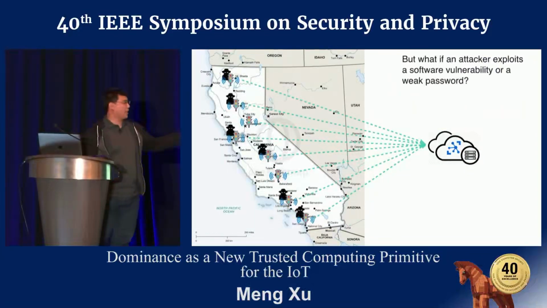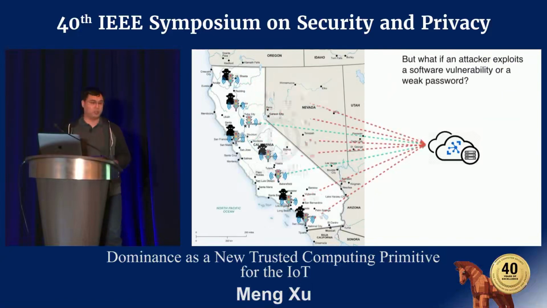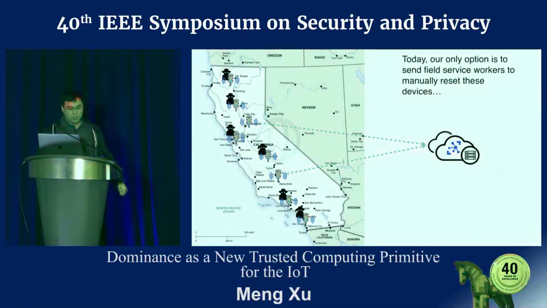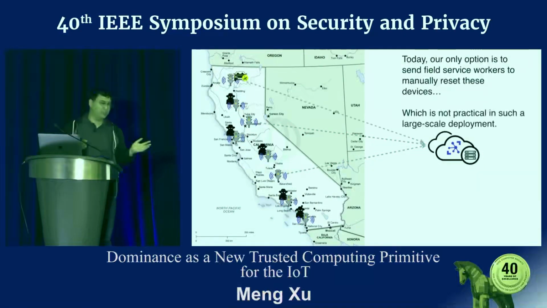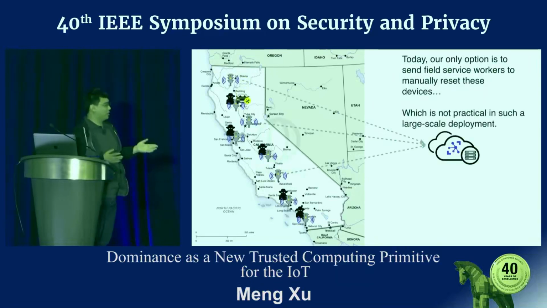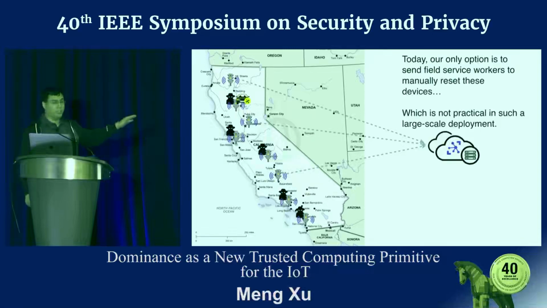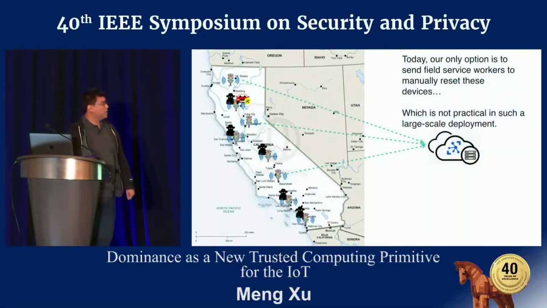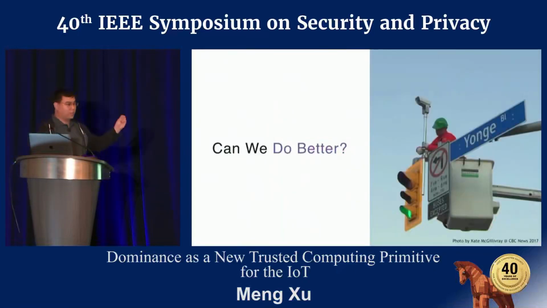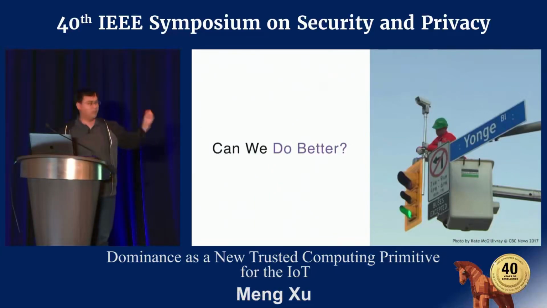But what if the attacker can exploit a software vulnerability or a weak password and then control all the devices? Once the attacker gets there, they will be able to cut down all the services, and all the traffic to the hub is lost and controlled by a botnet. Our only solution probably today is to deploy a batch of service field workers, drive a service car, and fix things manually, say flush the firmware, or take down the firmware and reload a new one. So can we do a little bit better than sending people there to fix all the cameras?